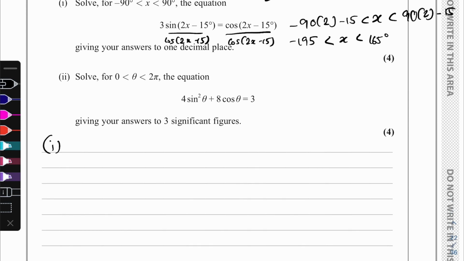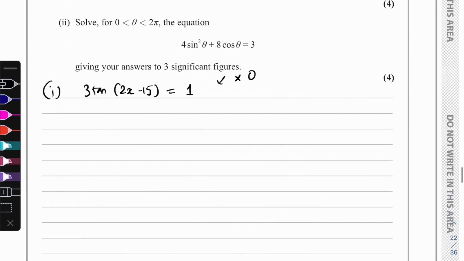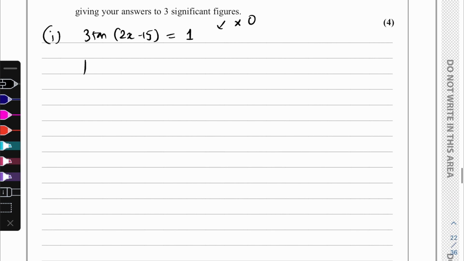So when we divide both sides by cos, it becomes 3 tan of 2x minus 15. And the other side doesn't become 0. It's not 0. It's 1, because we divide something by itself, it becomes 1. So tan of 2x minus 15 equals 1 over 3. So 2x minus 15 equals tan inverse of 1 over 3.